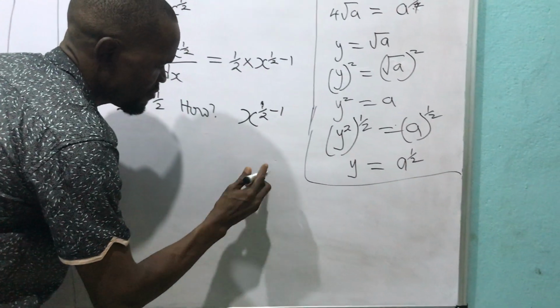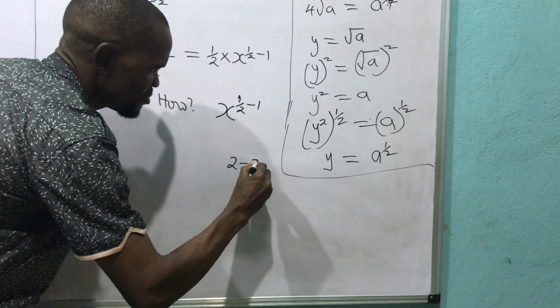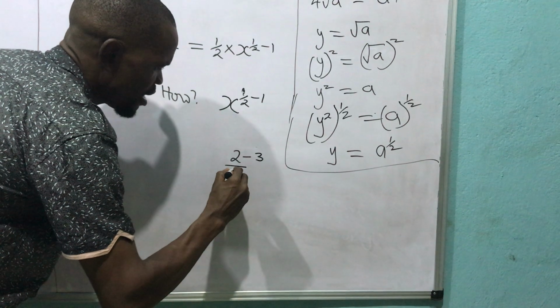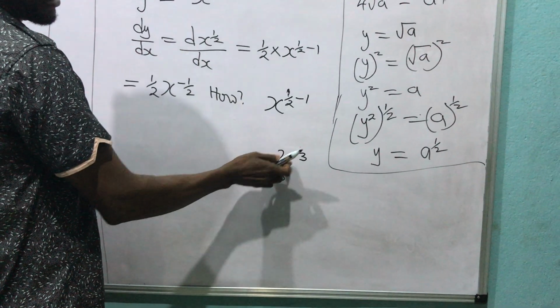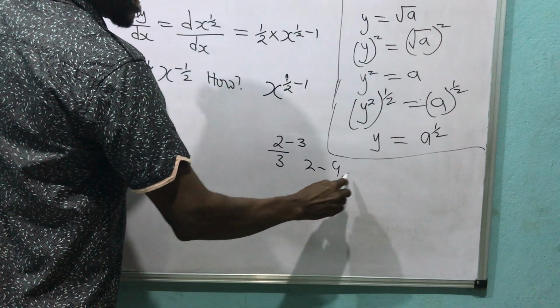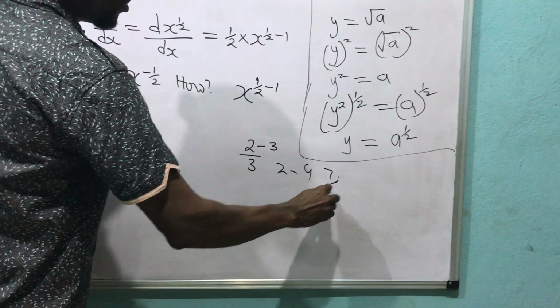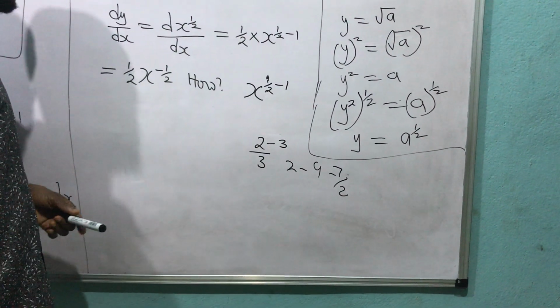Assuming we have 2 over 3 minus 3. How do you do that? This 3 times 3 is 9. My 2 minus 9 will give me 7 over 2, which is minus 7 over 2. I think you're getting what I'm talking about.